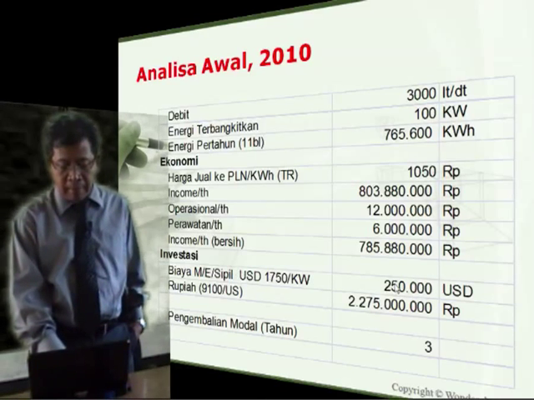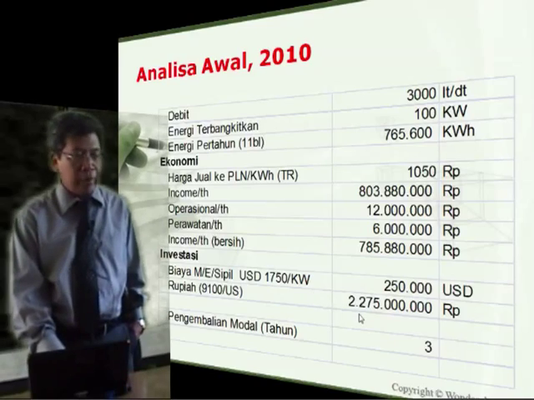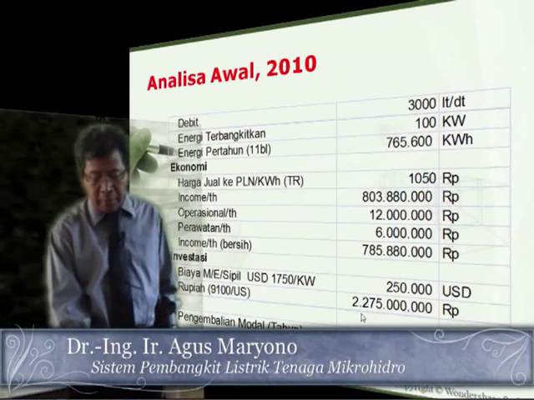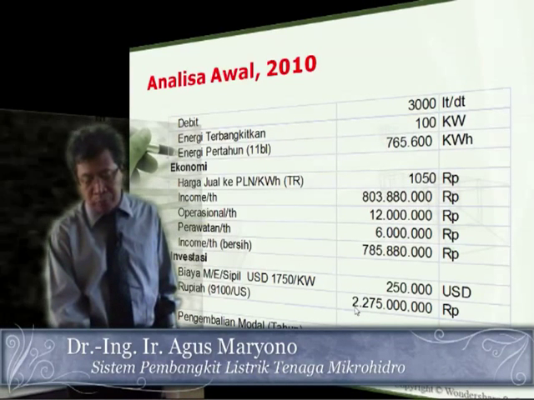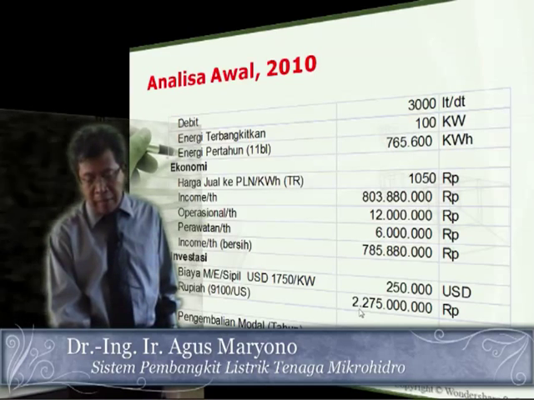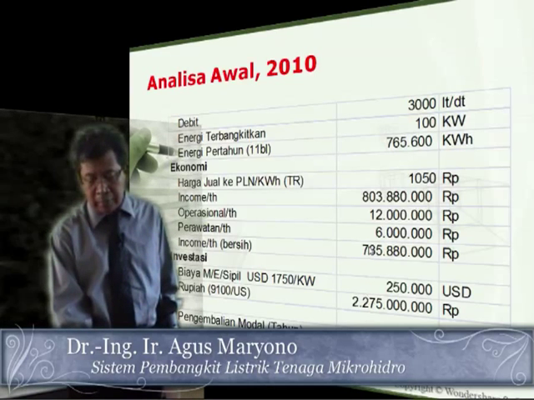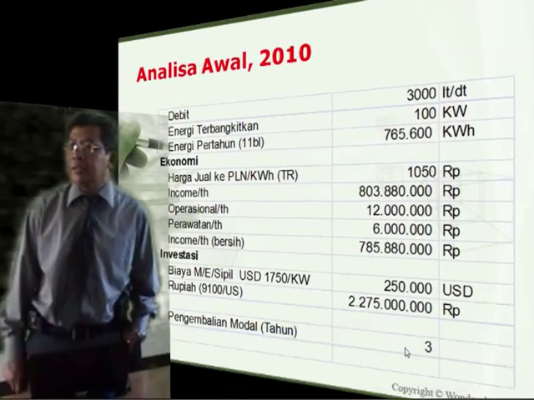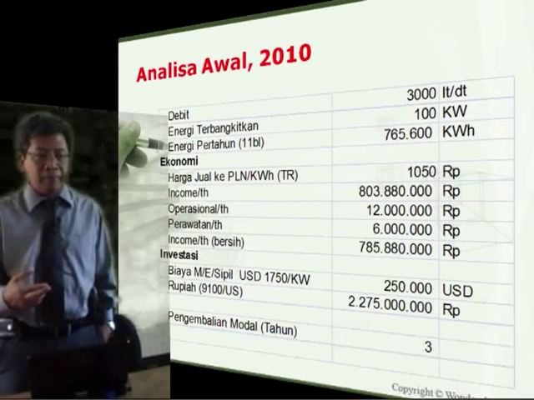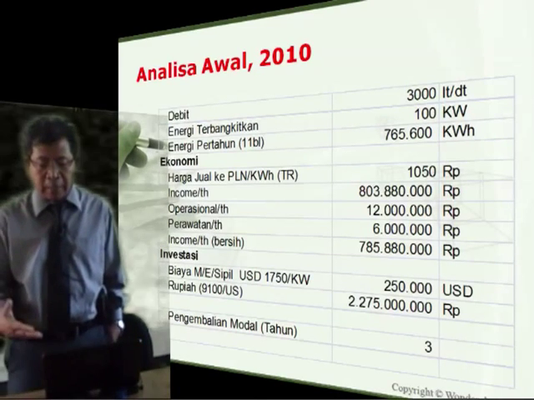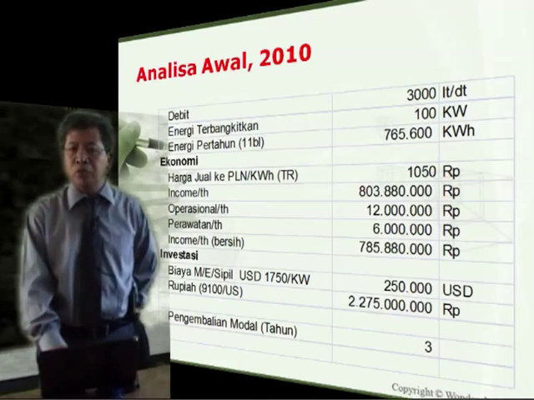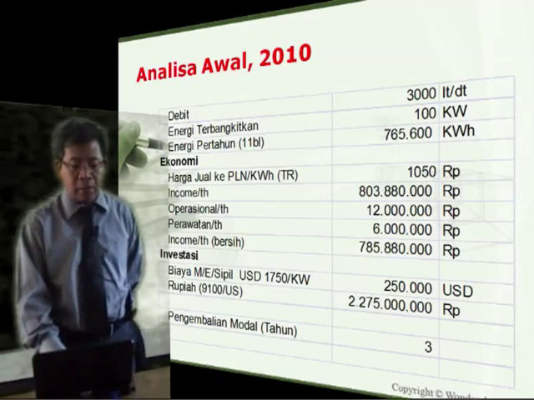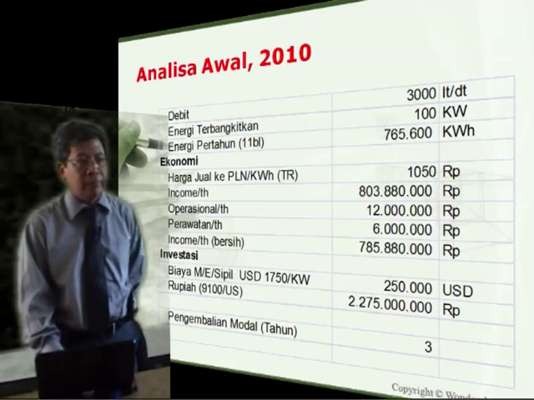The capital you need is 250,000 US dollar, or in rupiahs 2.275 million, sorry, 2,275 million rupiahs. You can divide it by 785 million. Almost only 3 years the return period. Then you get your money again after that, and the microhydro can be used for 25 years. You can imagine how you can get money from that.